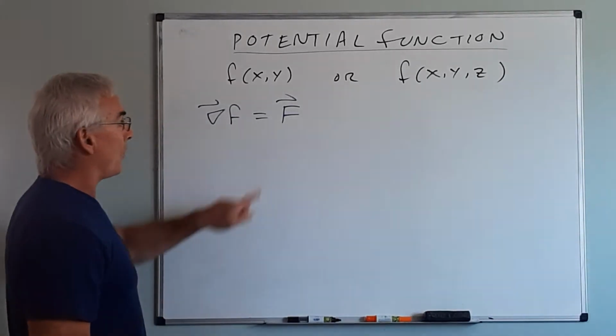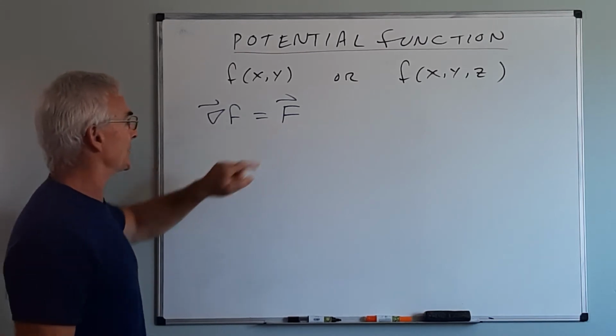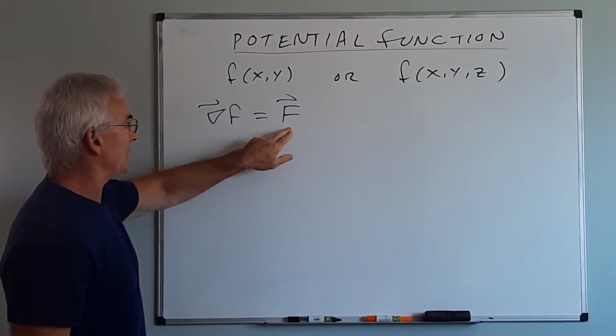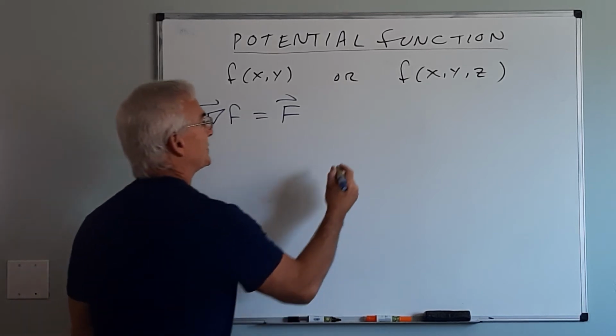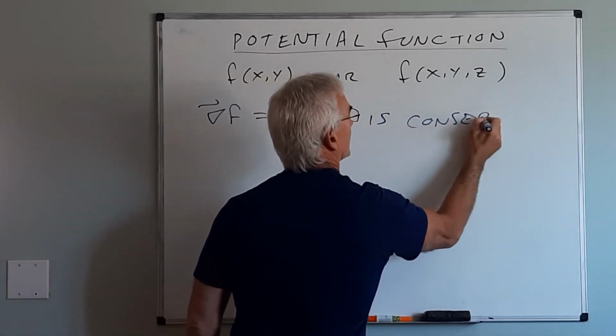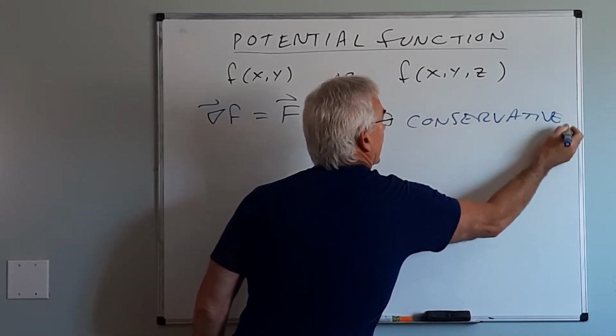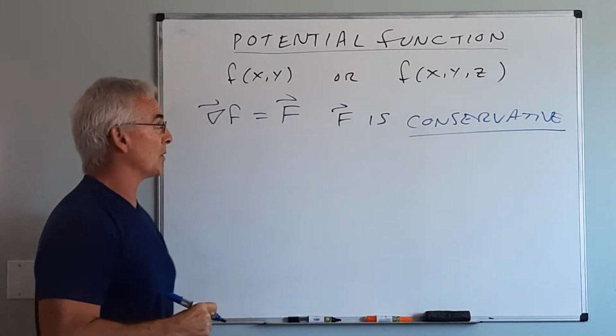Now, not all vectors come from functions. Those are very, very special cases. So if my force vector F comes from the gradient of f of x, y, then we say that F is conservative. As we will see, conservative forces are the most important types of forces and the most useful.